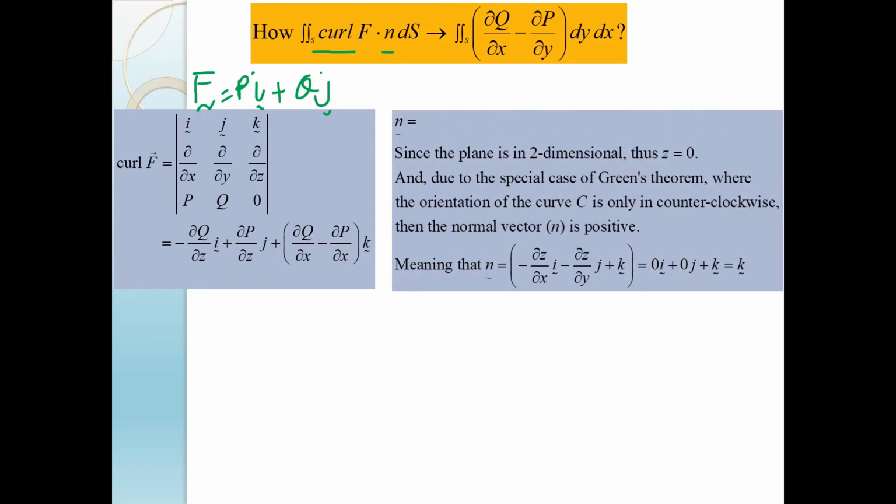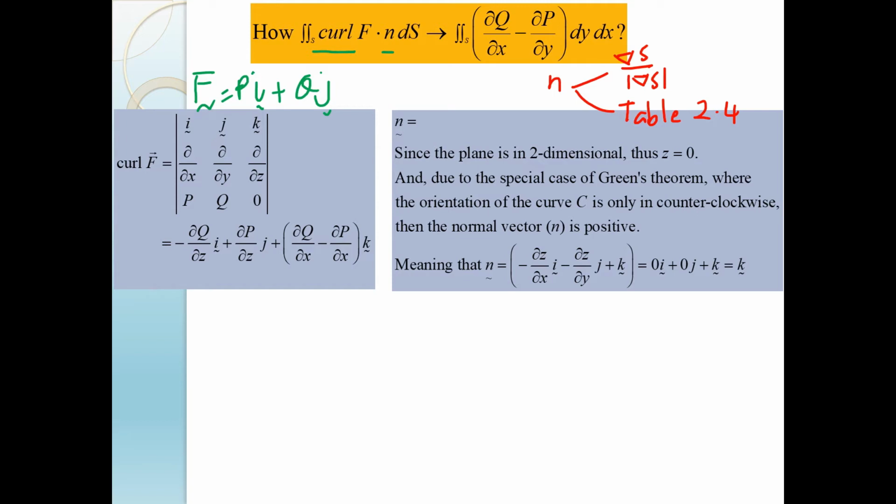Now n. As you know, we have two ways to find n, right? The one is by using gradient s over magnitude gradient s. This one is only for what? Cylinder and sphere: x squared plus y squared equal to r squared, and also x squared plus y squared plus z squared equal to r squared. And the other one is based on table 2.4, which is used if you have a plane with a non-parametric surface.